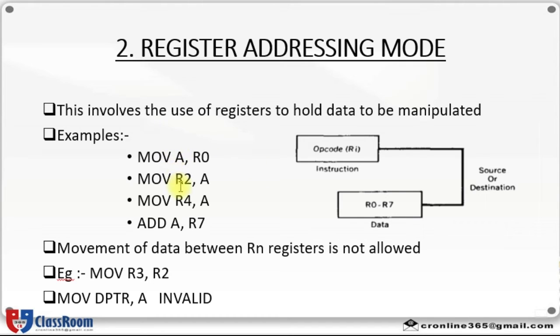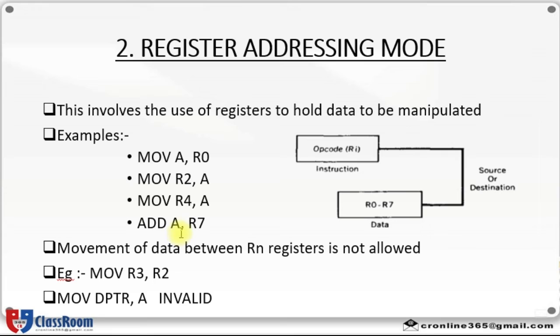The inverse is also possible. That is, move R2 comma A. Copy the contents of the accumulator into register R2. Then move R4 comma A. Copy the contents of the accumulator into register R4. Then add A comma R7. What is the meaning of add A comma R7? R7 contents and accumulator contents are added together, and the result will be stored in the accumulator.